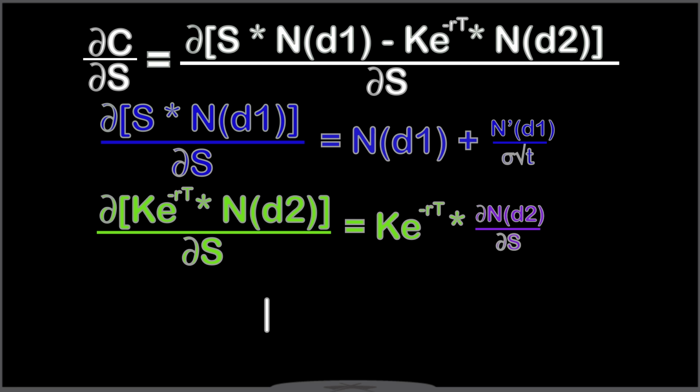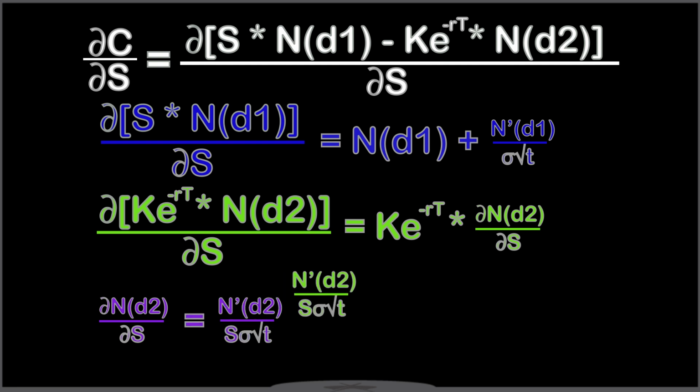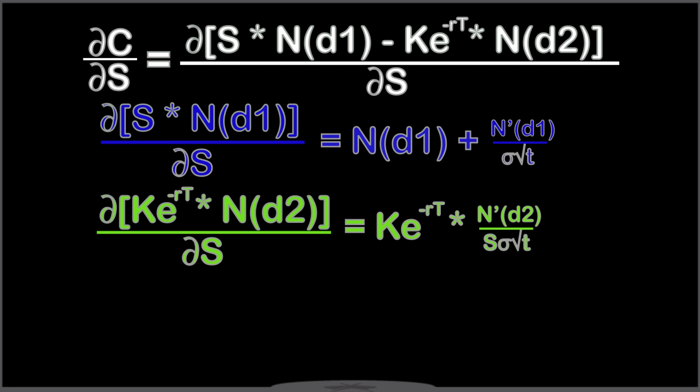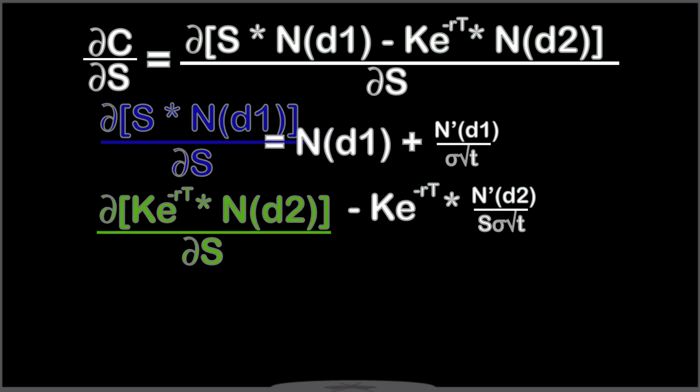Why? Because we know that d2 equals d1 minus sigma root t. Sigma root t is a constant, and it derives to 0. Therefore, d in d2 ds is equal to d in d1 ds. So our cost portion of the Black-Scholes formula derives neatly down to k e to the negative rt times n prime d2 over s sigma root t. Plugging this equation back into our first section, we find that the completed derivation for the option price with respect to changes in the underlying price is as follows.